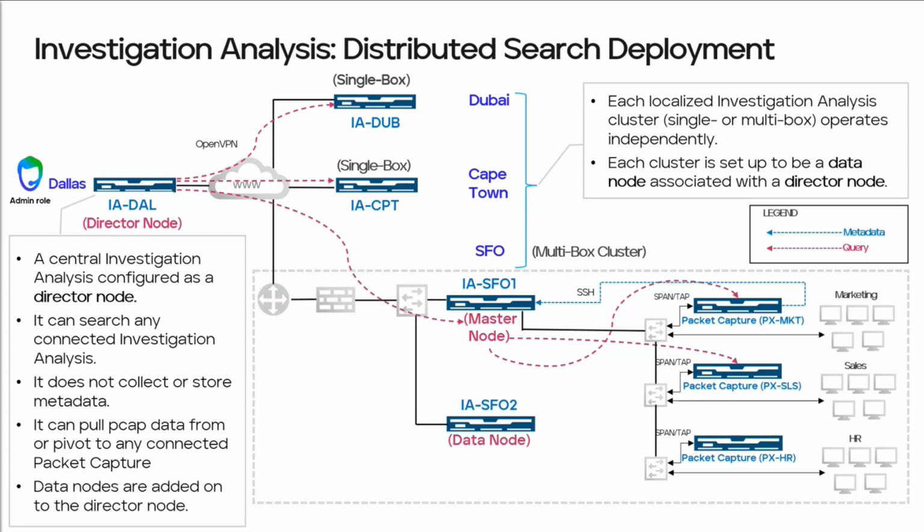Director nodes can centrally deploy. Not only can they have visibility, but they can also deploy software updates, and they can also manage Suricata rules or deploy Suricata rules to any of the connected packet capture systems. They can also manage the software updates to the connected investigation analysis systems.